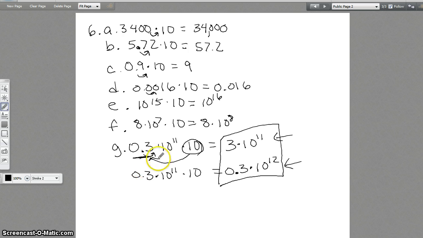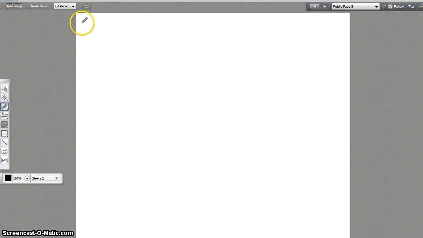Okay, which one was this? Number 6. Okay, so that's all of number 6. So let's get a new page. Okay, so number 7. Write the number that is 1/10 as large as each of the following. Okay, part A, we have 750 times 1/10.